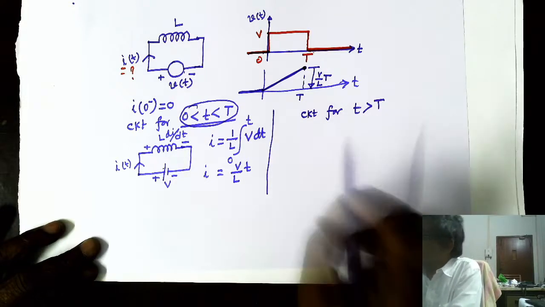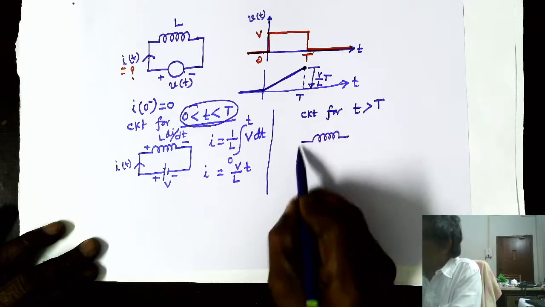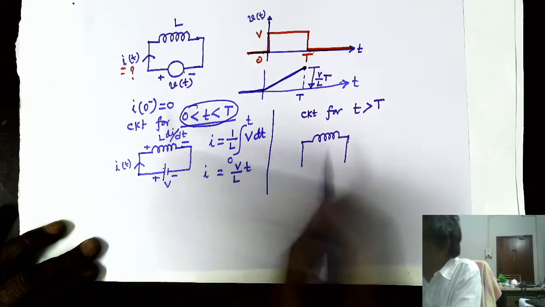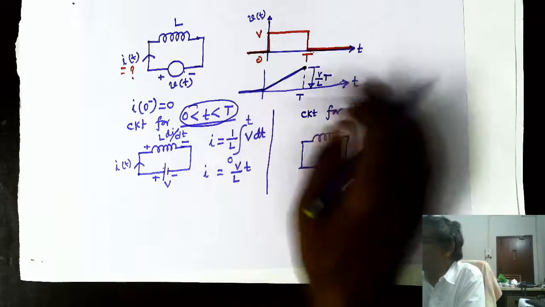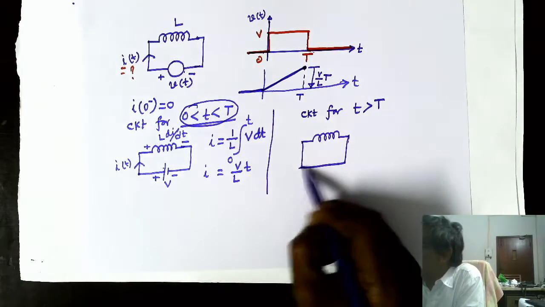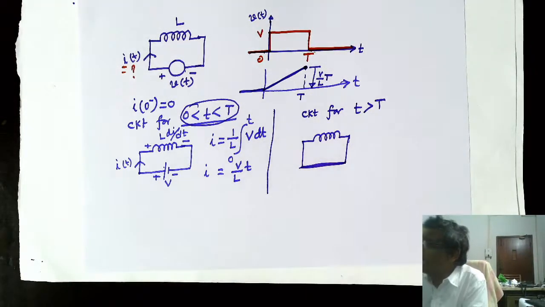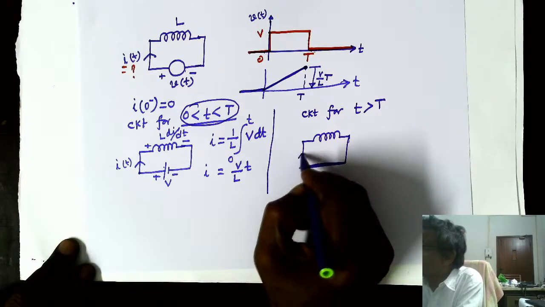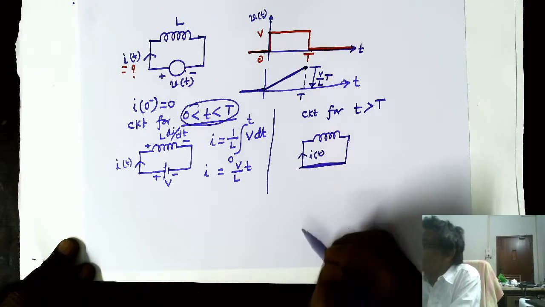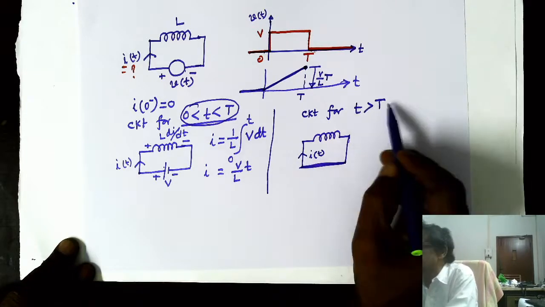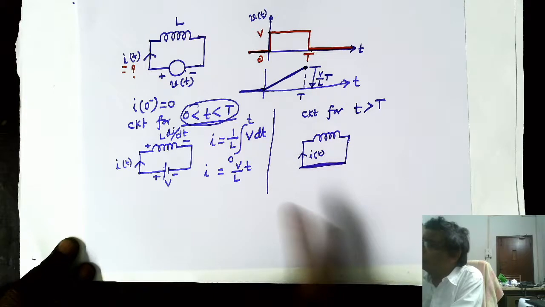What is the circuit? This is the inductor, and the supply voltage is 0, meaning this is shorted. That is what I discussed earlier, that whenever such a voltage you have applied, it is 0. So as if from a voltage signal generator you are supplying, and I want to find out this current i(t). So this is for t greater than capital T.